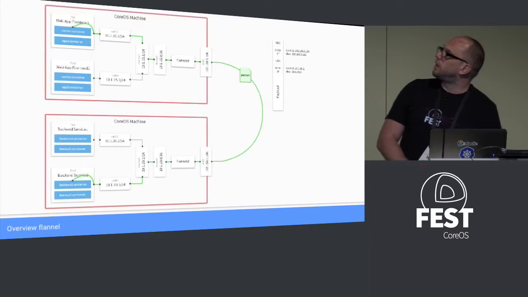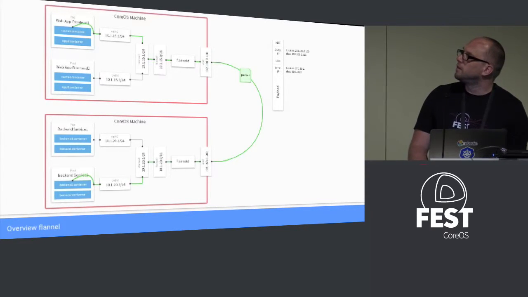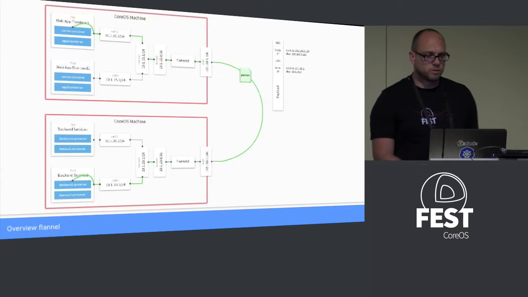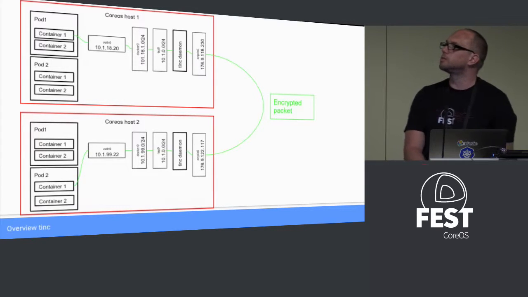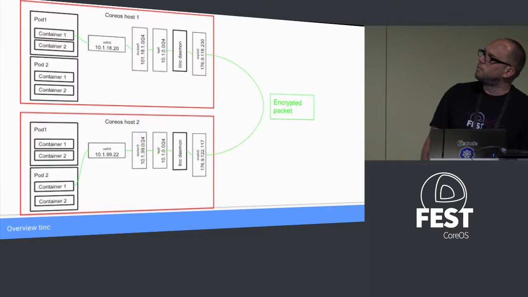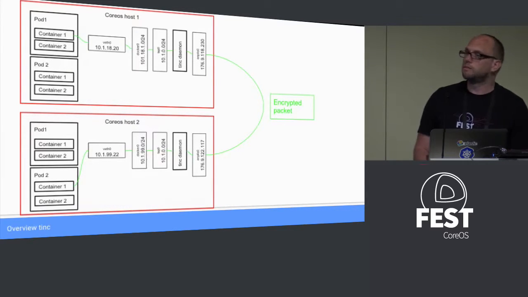So if we look at this, this is the diagram from the Flannel documentation, and the main problem is on the right side: the packet is running unencrypted over a network. What I wanted to achieve is something like this, which looks quite similar. It's actually almost the same diagram, but I replaced the Flannel daemon with the Tinc daemon. And then the packet is running encrypted over the untrusted network.